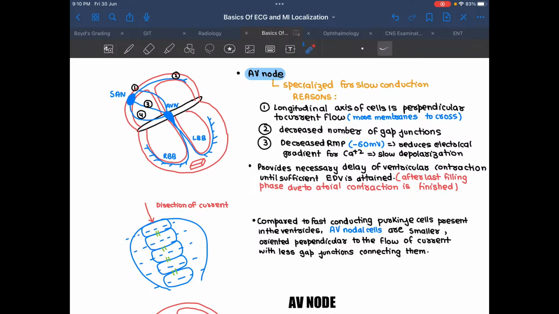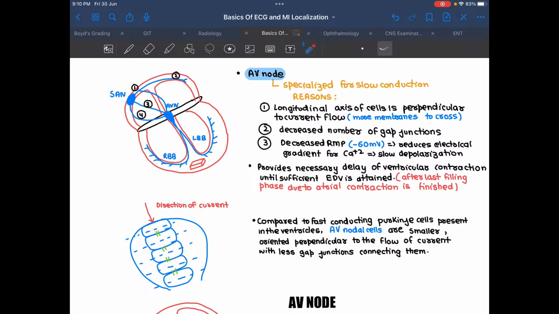So what will happen is, if the longitudinal axis is perpendicular to the direction of the current, then that means more membranes have to be crossed for the atrial impulse to get conducted into the ventricles. So if more membranes have to be crossed, it means resistance will also be more, and that is the reason why the AV nodal impulse on an ECG is very minimal. Okay? So that is the first reason why the AV node is so specialized for slow conduction.